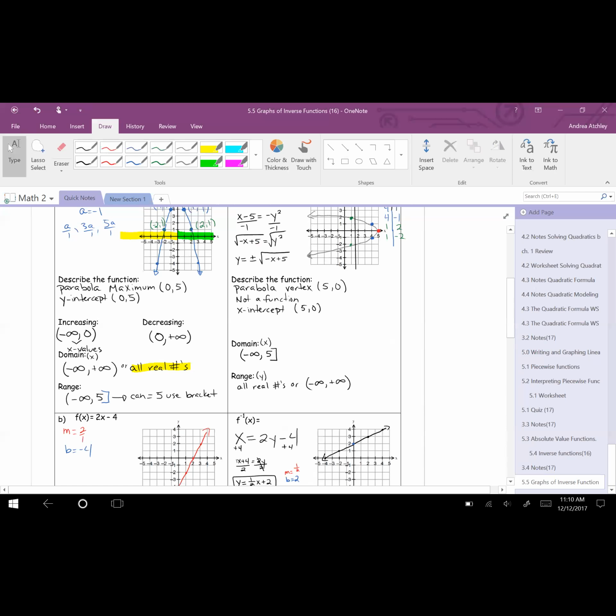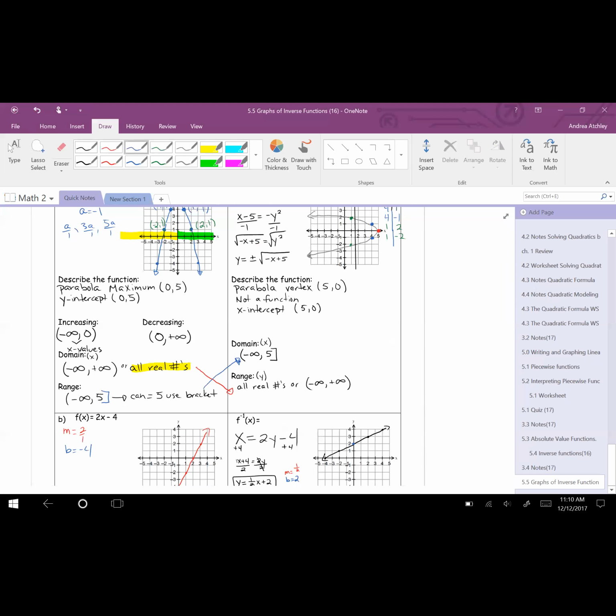So notice that the domain of my original function will now become the range of my inverse. The range of my original function will now become the domain of my inverse, which is completely what the definition of an inverse is. The definition is that the x and the y values switch places. So the domain is my x values. When I have my inverse, it's going to switch to the y values.